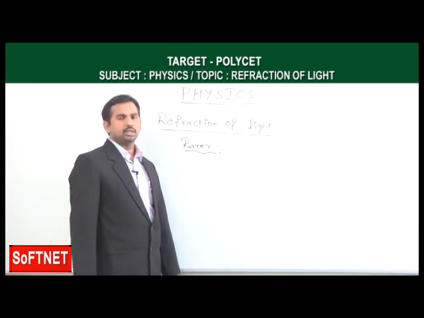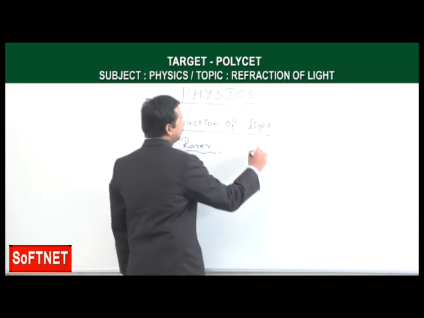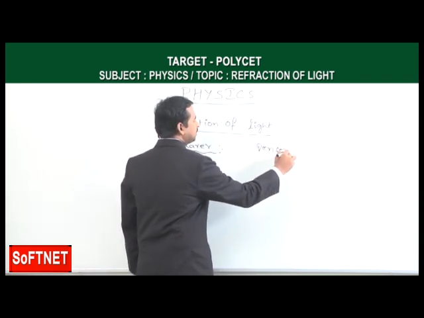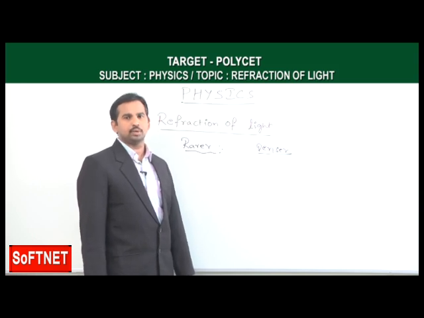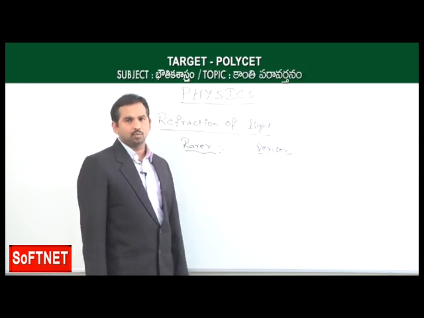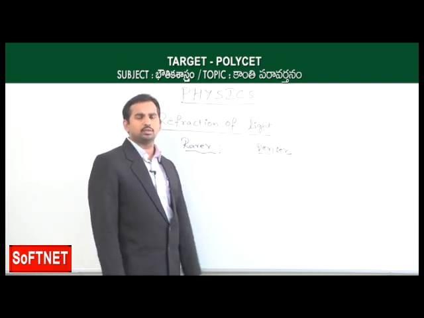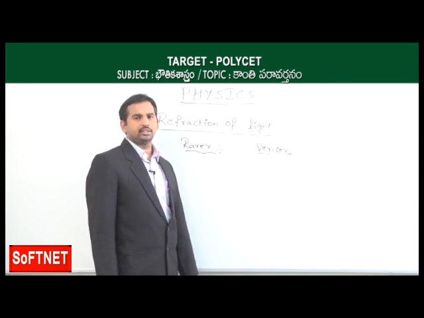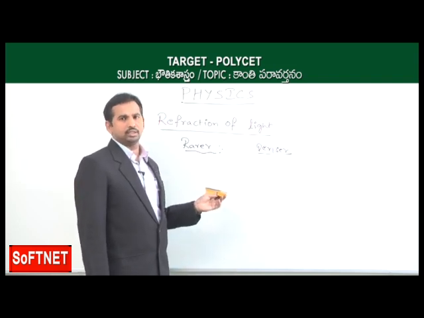In a rarer medium, the light ray always moves with a greater speed. When it comes to a denser medium, the molecules or particles are closely packed. The best example for that is glass or water. In a denser medium, as the particles are very much closer to each other, the light ray moves very slowly when compared to the rarer medium.